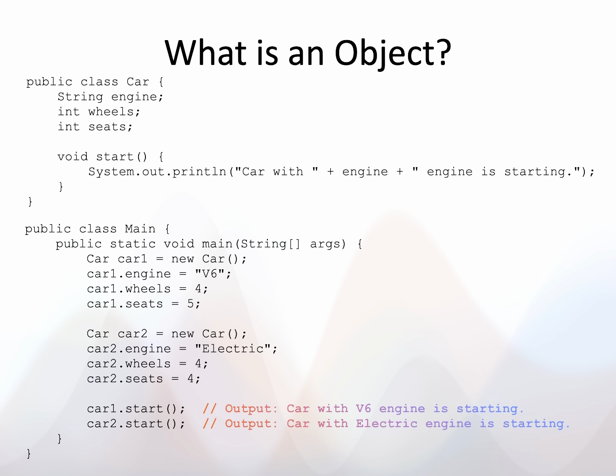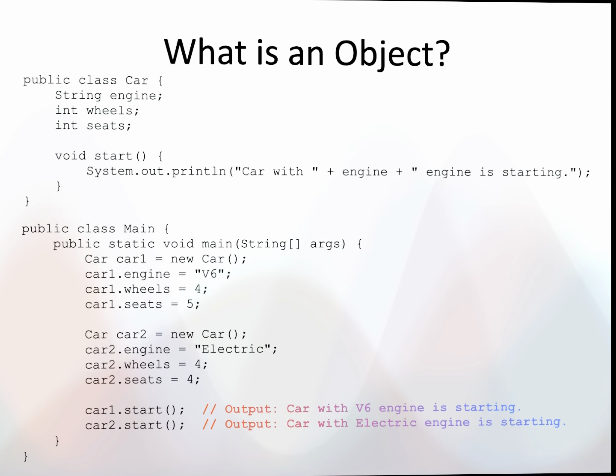Let's see another object, that is car2, and that is also made with the help of car class, and the engine stored here is electric. So both cars are different objects but came from the same class. And when they start, meaning the function which is in the car class, car1.start will print v6 engine starting. And when we run car2.start, it will print electric engine starting. So this is how the object and class works.